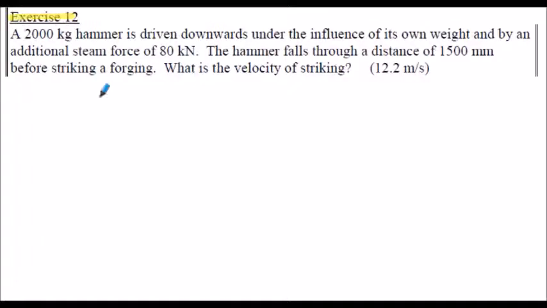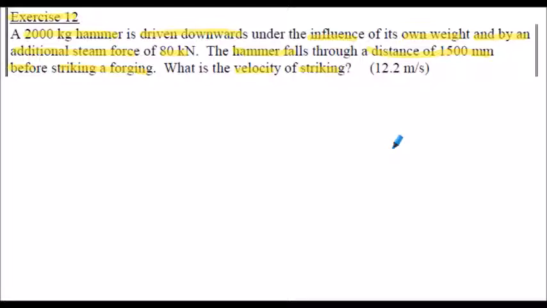Exercise 12. A 2,000 kilogram hammer, that's a large lump of metal, is driven downwards under the influence of its own weight and also by an additional steam force of 80 kilonewtons. The hammer falls through a distance of 1500 millimeters before it strikes a forging. We've got to calculate the velocity on striking the forging. Slightly more complicated example than we saw in the previous presentations, slightly more considerations within the energy balance.